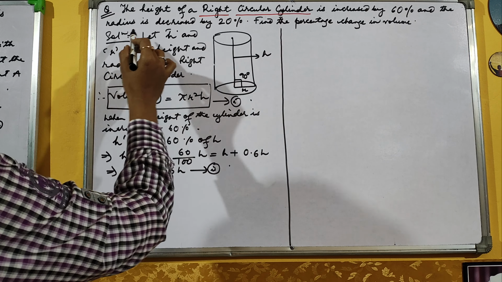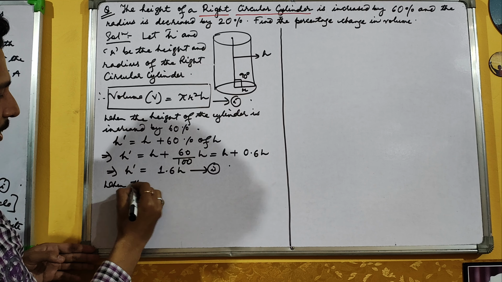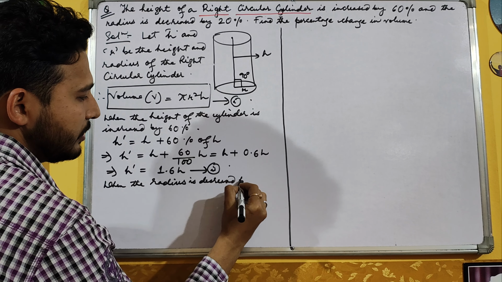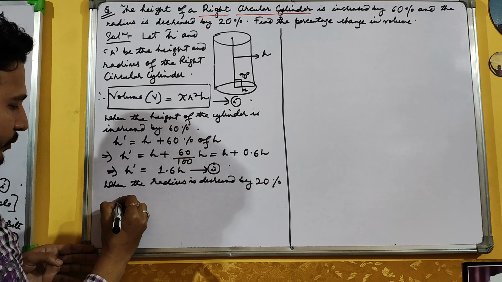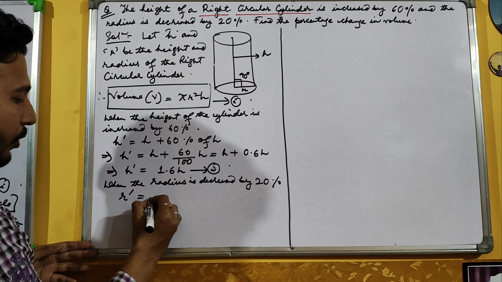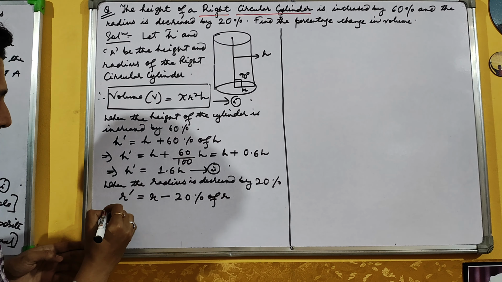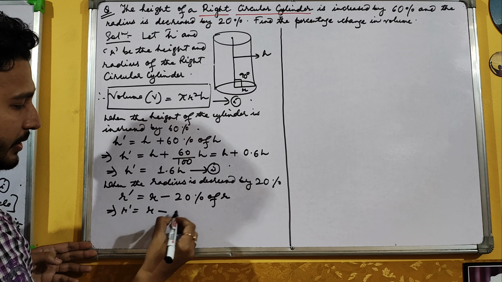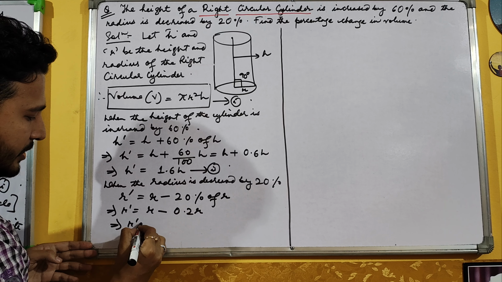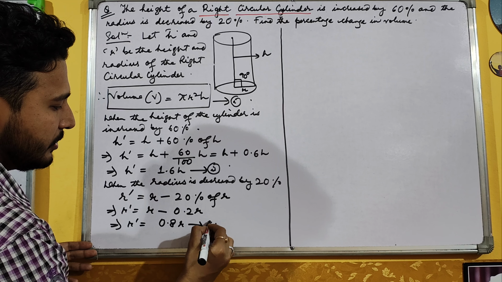सिर्फ सेकंड स्टेप में क्या बोला है? When the radius is decreased by 20%, तो radius of course कम हो जाएगा. So when the radius is decreased by 20%, what would be the new radius? अब डिक्रीज हो गया है तो यहाँ पे प्लस था, यहाँ पे माइनस हो गया क्योंकि कम हो गया है. सो ओरिजिनल रेडियस माइनस 20% ऑफ ओरिजिनल रेडियस. So r dash is equal to r minus 0.2 r, that's nothing but 0.8 r. Give this as equation 3.